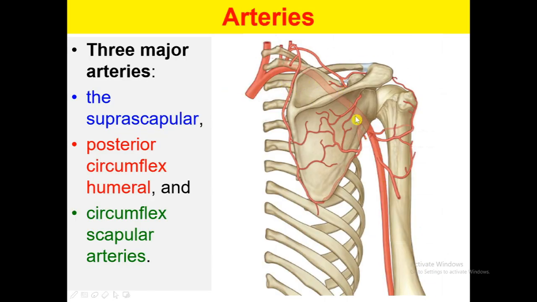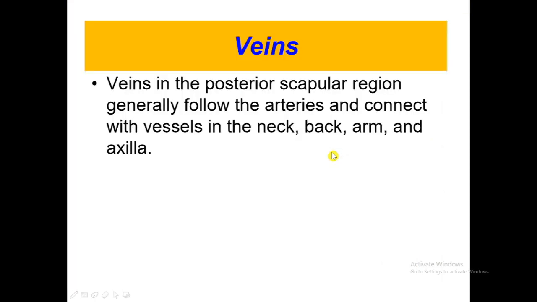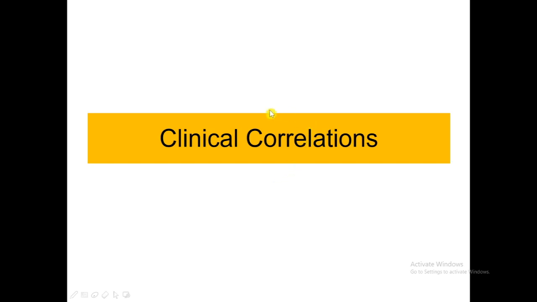If we talk about the arteries in the posterior scapular region, there are three major arteries: the suprascapular artery here, the posterior circumflex humeral artery here, and the circumflex scapular artery here. Veins in the posterior scapular region generally follow the arteries and connect with vessels in the neck, back, arm, and the axilla. Talking about the clinical correlations now.